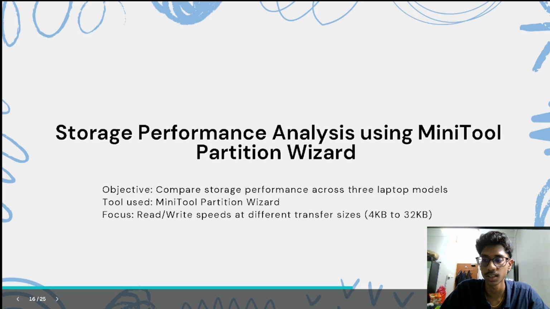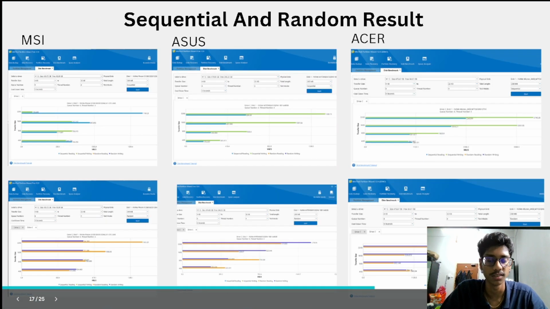MiniTool Partition Wizard is a benchmarking tool that evaluates sequential and random storage performance. Our focus was to see transfer sizes ranging from 4 kilobytes to 32 kilobytes, which reflect typical real-world computing tasks, from launching apps to video editing. These are the results we obtained using the three different laptops.